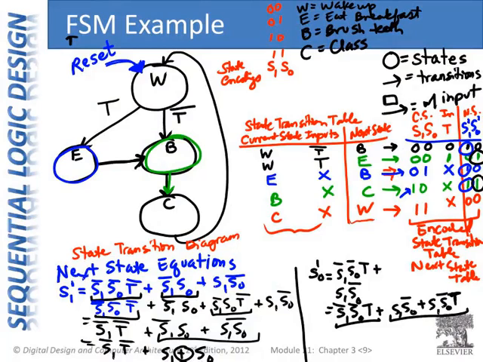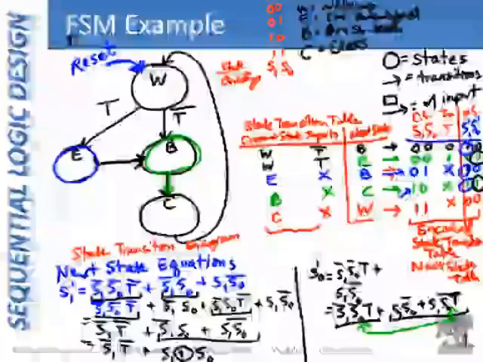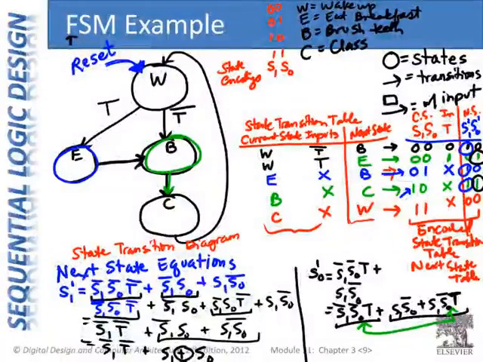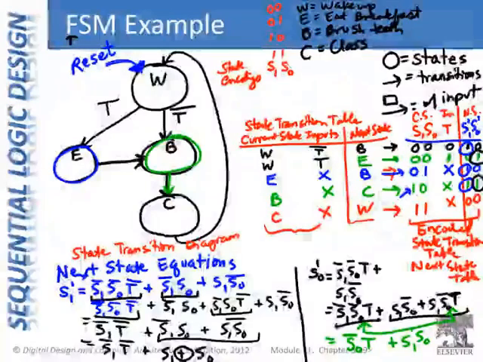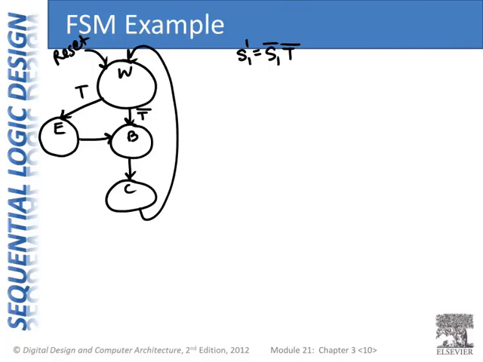And now I'm going to combine these two terms. Well, S1 combines out, and we're going to get S0 prime equals S0 bar and T, or S1, S0 bar. So here I've redrawn our state transition diagram and our next state equations from the prior slide.